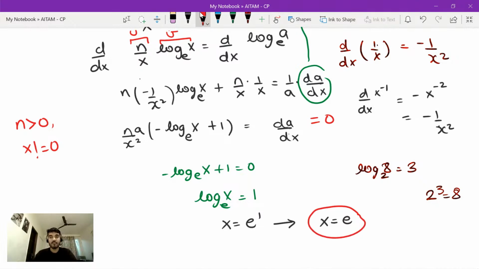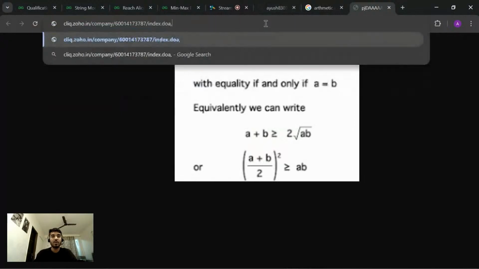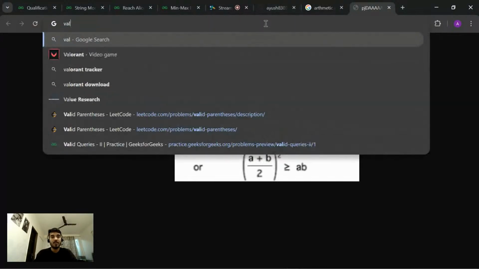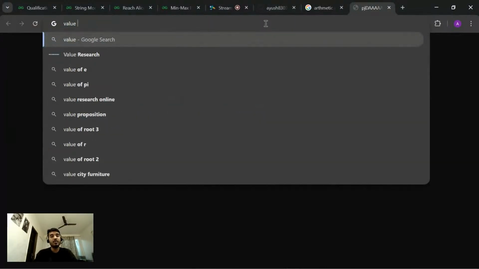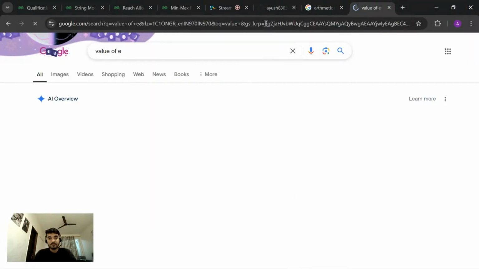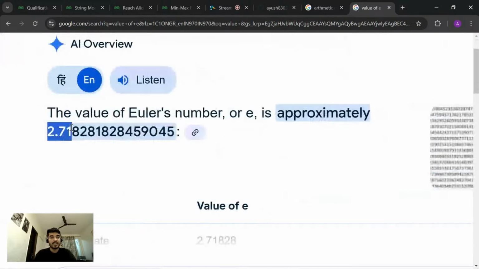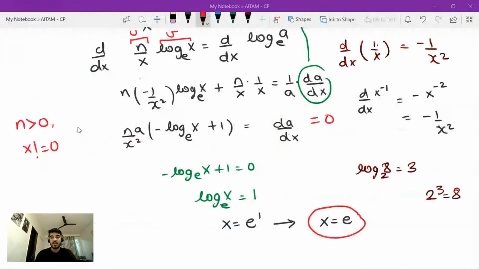And what is the value of e? So in mathematics, the value of e is greater than or equal to 2 and less than 3. So the value of e is approximately 2.718, and so on. So I have to pick this x as an integer, right?